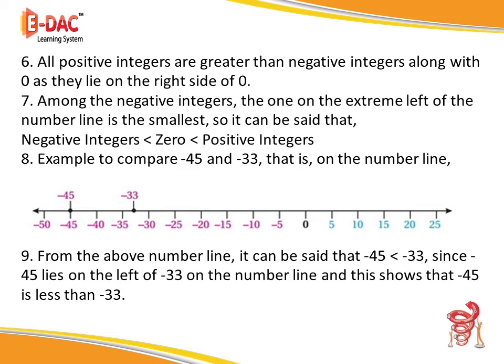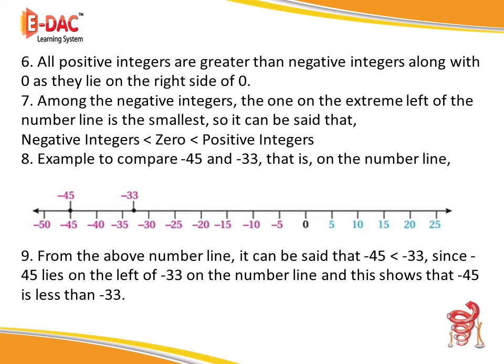6. All positive integers are greater than negative integers along with 0 as they lie on the right side of 0. 7. Among the negative integers, the one on the extreme left of the number line is the smallest. So it can be said that negative integers are less than 0 and 0 is less than positive integers.